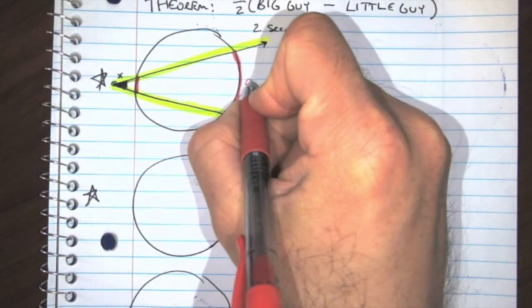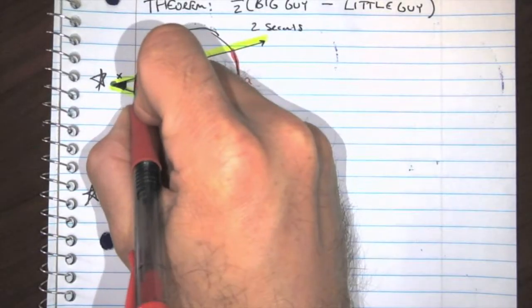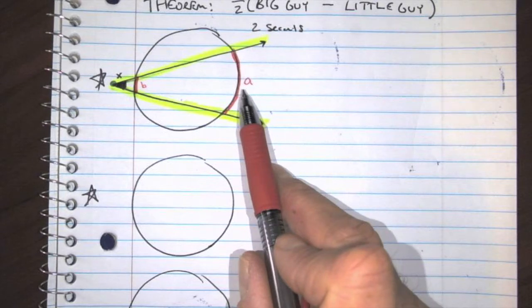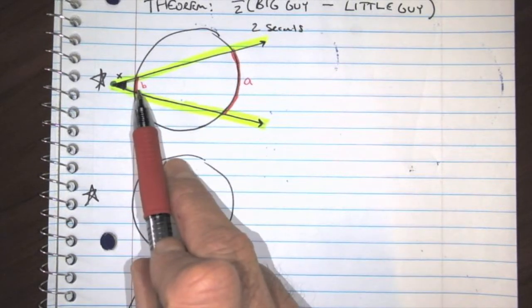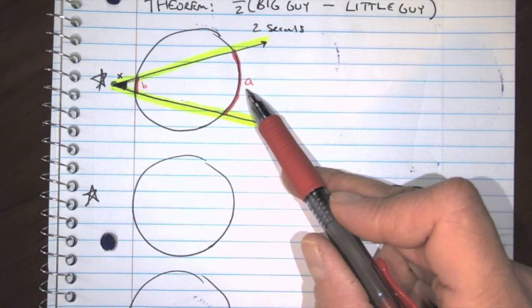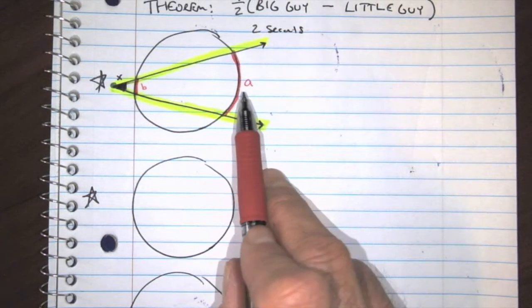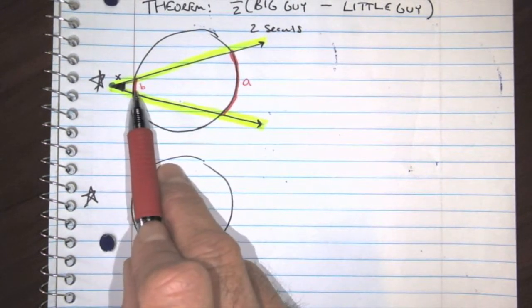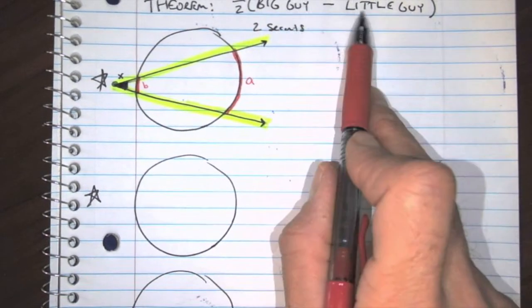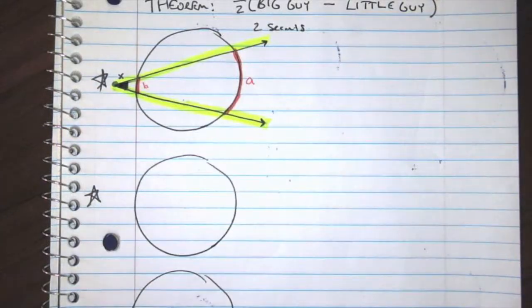I'd like you to label the big one A, and I'd like you to label the little arc B. I'm going to call this the big guy, and I'm going to call this the little guy. The reason I call it the big guy is because it's bigger. It's not rocket science. The reason I call this the little guy is because it's littler. And that comes from this little nickname I've given this, 1/2 the big guy minus the little guy.